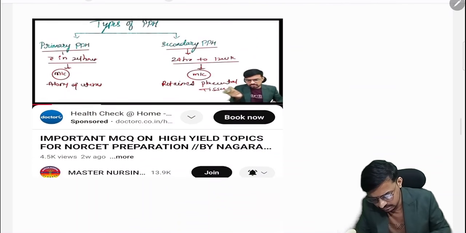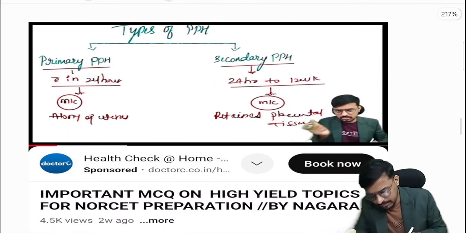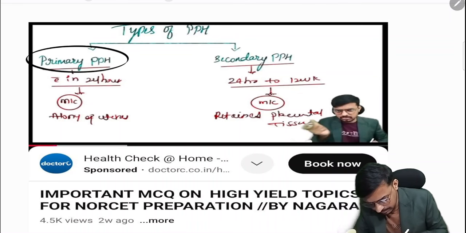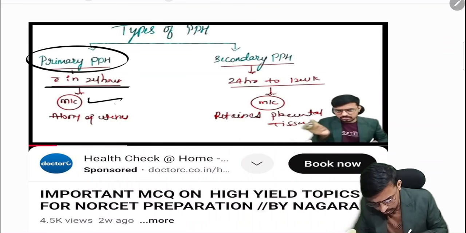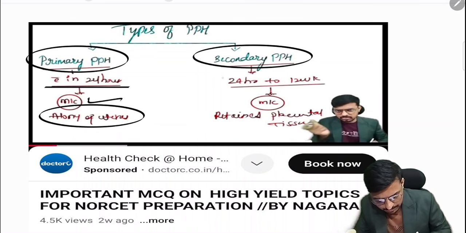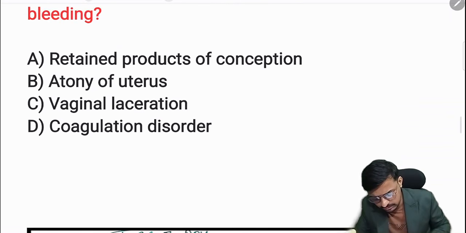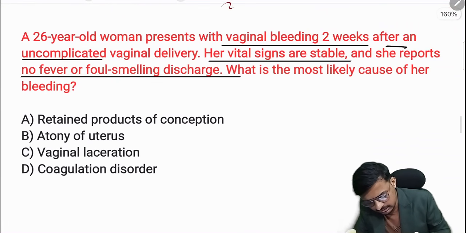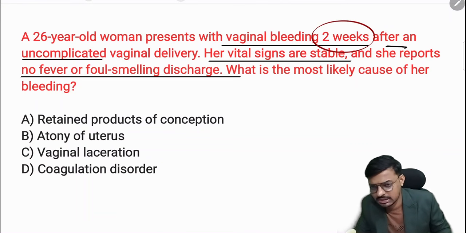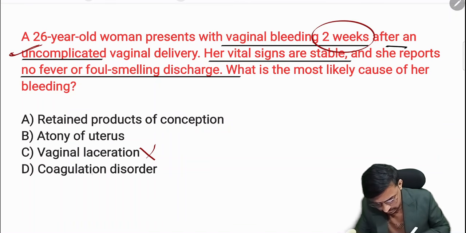I told in the class about the types of PPH, or after delivery bleeding. There is primary PPH, which happens within 24 hours. The most common cause is uterine atony. And secondary PPH, which happens from 24 hours to 12 weeks. The most common cause is retained placenta. Now in the given question, she is bleeding 2 weeks after a normal vaginal delivery. That is what we call uncomplicated. It is not a vaginal laceration, it is not a coagulation disorder. It is due to retained placenta.